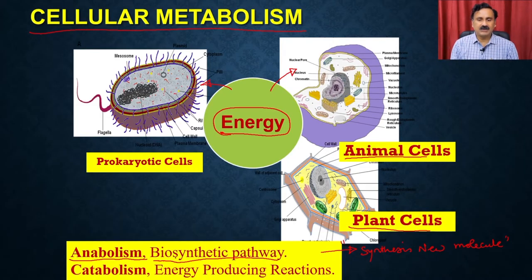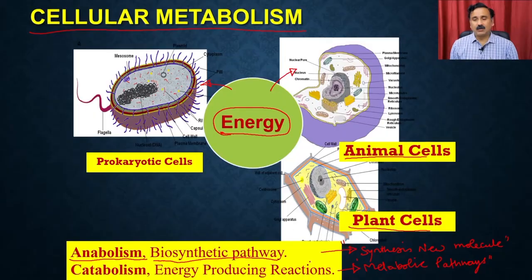Then we have the catabolic reactions, which are responsible for the energy-producing reactions. In this, you have different types of metabolic pathways that ultimately destroy or oxidize the given biomolecule, and that's how they produce ATP as well as other reducing equivalents. So we are going to discuss the different types of catabolic pathways involved in the breakdown of carbohydrates, which as a result produce energy in the form of ATP or reducing equivalents such as NADH.